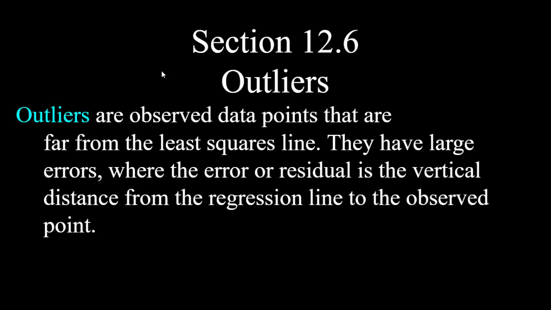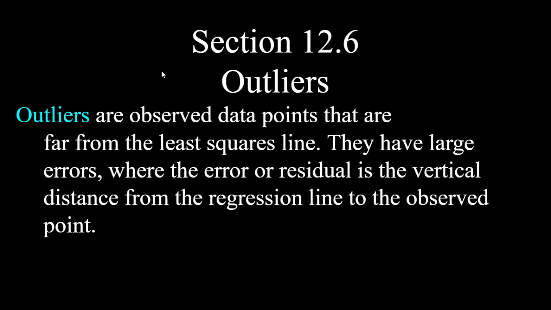For section 12.6, we're going to focus on outliers, and we've talked about outliers before. Remember that outliers are observed data points that are far from the least squares line. That's how we're going to define it in this unit, since we were just talking about that least squares regression line. They have large errors, which means they're very far away from that line, where the error or the residual is the vertical distance from the regression line to the observed point. So in this chapter, that's how we'll define outliers.